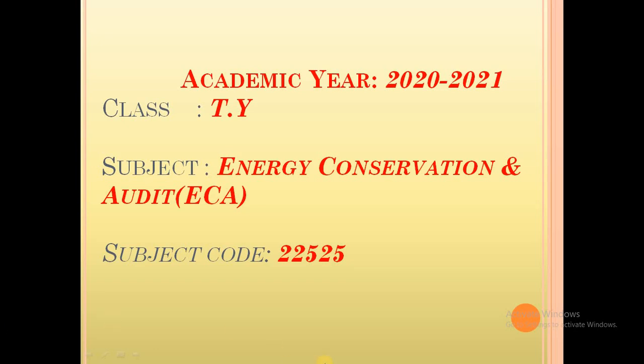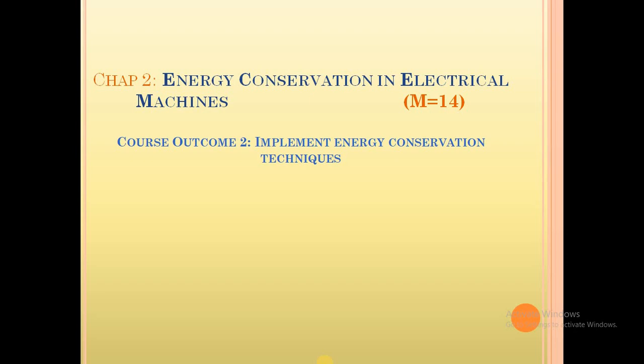So we know that for final year diploma students for academic year 2020-21 there is the subject Energy Conservation and Audit, and the subject code is 22525. So today we'll see chapter number 2, energy conservation in electrical machines, and the marks weightage for this particular chapter is 14 marks, and the course outcome for this particular topic is implement energy conservation techniques in machines.